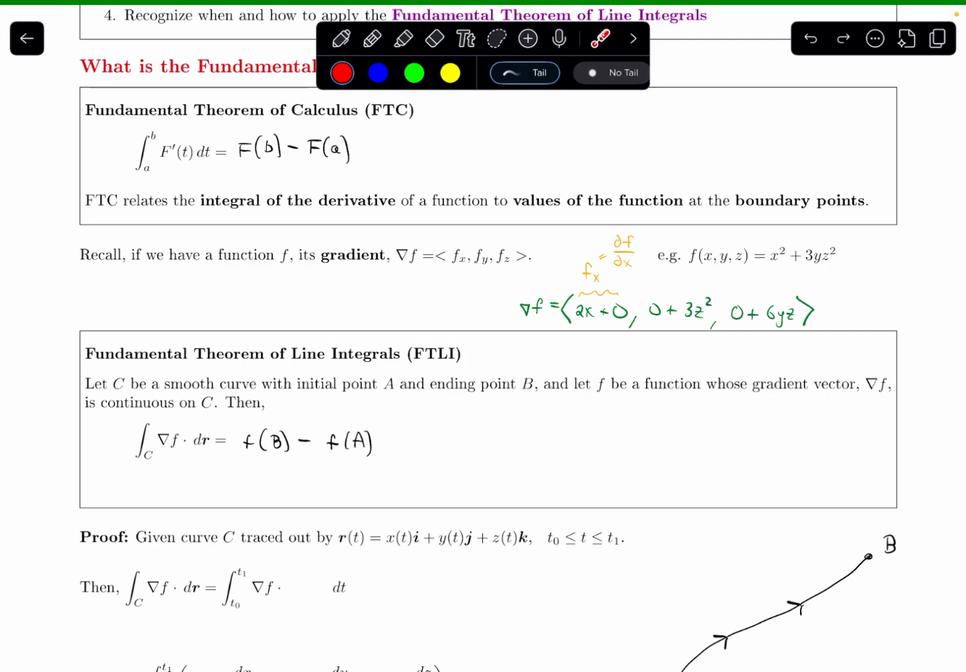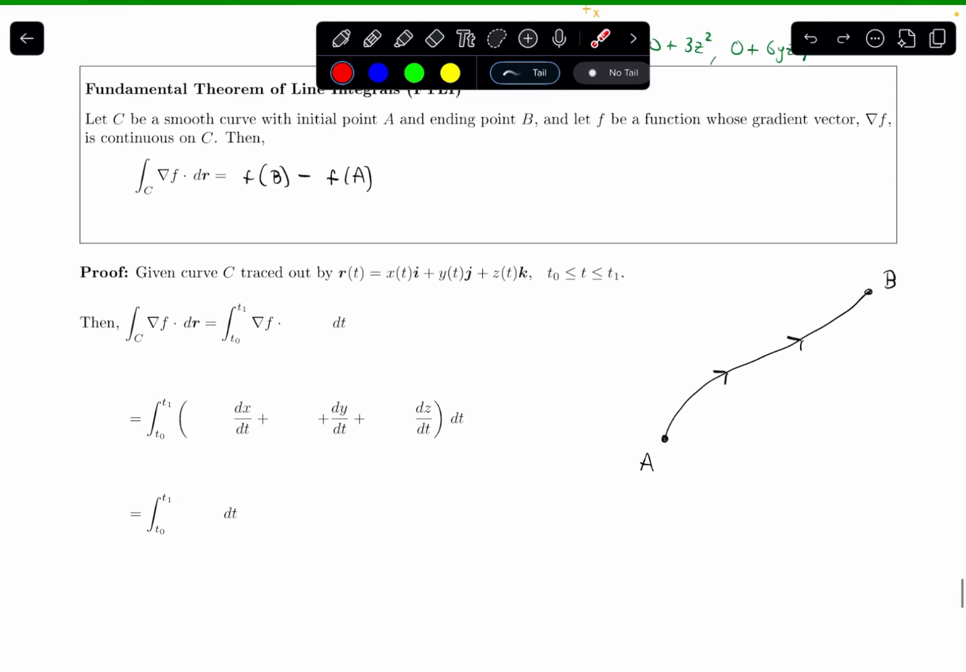Okay, so I want to sketch out a proof for this. So, I have this curve, I'm calling the curve C, traced out here. Let's say that there's some parameterization r of t for that curve, and some interval for t for that parameterization. So at t naught, we're at this starting point. And then at t1, we're at this ending point. And let me label those coordinates. So maybe at the starting point, the coordinates are x naught, y naught, z naught. And at this ending point, the coordinates are x1, y1, z1.